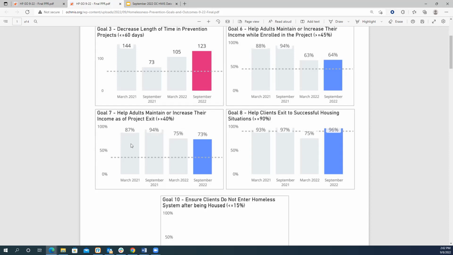For goal 7, we're looking at adults that maintained or increased their income at the time that they exit the project. The threshold's currently 40% or more. This is another one we've been meeting consistently for at least a year and a half. So I'm going to recommend increasing this to 45%.